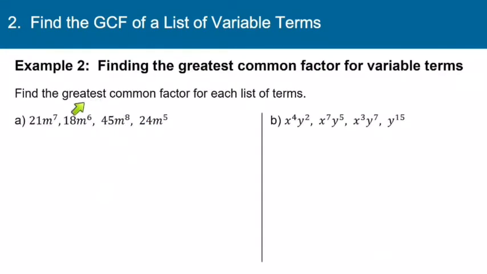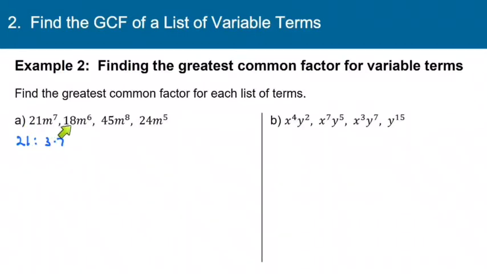So now in example 2, we're going to do the same thing we did in example 1, but this time with variable terms. So here in part A, we have 21m to the 7th, 18m to the 6th, 45m to the 8th, and 24m to the 5th. So first, let's concentrate on the coefficients. Of course, 21 is 3 times 7. Now both of those are prime numbers.